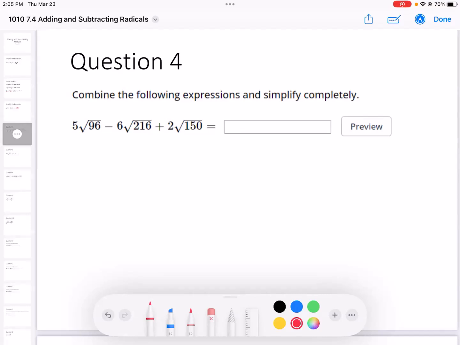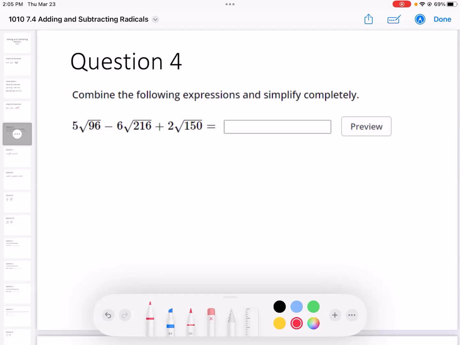Okay, so on this one, we have 3 different terms. We have 5 times the square root of 96, -6 times the square root of 216, and +2 times the square root of 150. And since none of the roots match each other, like they're all square roots, but they're square roots of different things, I can't combine them until I simplify them. So it turns out when I simplify these roots using what we did yesterday, then it will make it so that I'll be able to combine like terms.